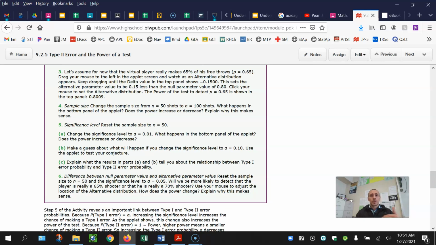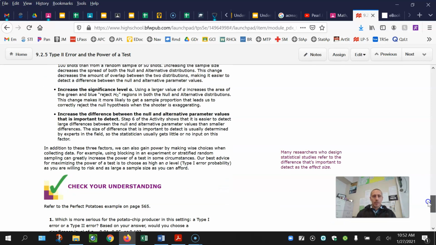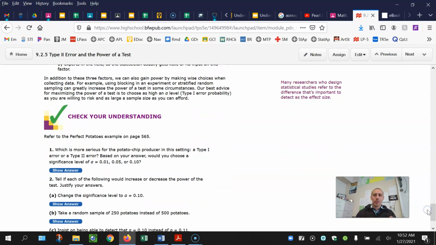Think about the person who's an 80% free throw shooter. What would be easier to detect, if they were really a 70% free throw shooter or if they were a 60% free throw shooter? Hopefully you're thinking 60. 60 is even further away from 80, so that would make it easier to detect there's a difference. That's what that's saying. The bigger that difference, the higher the power is going to be. And we call that difference the effect size.